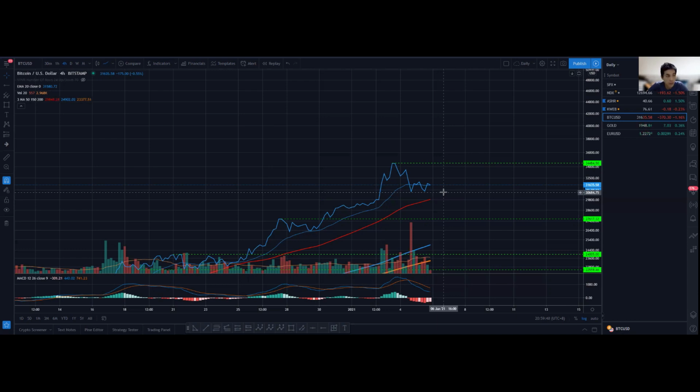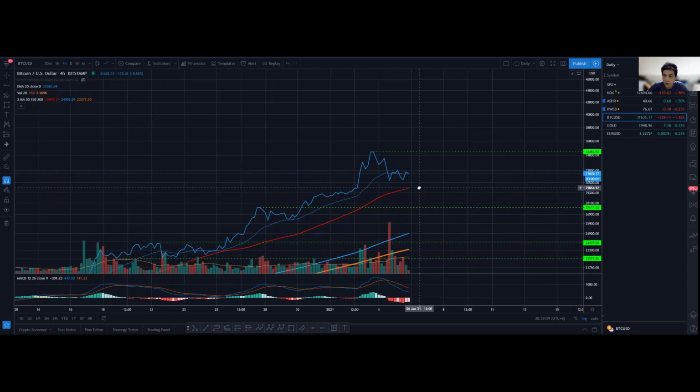That's basically more or less about it. I would definitely suggest not to go short unless you are very clear about what you're doing and you're confident in that sense.